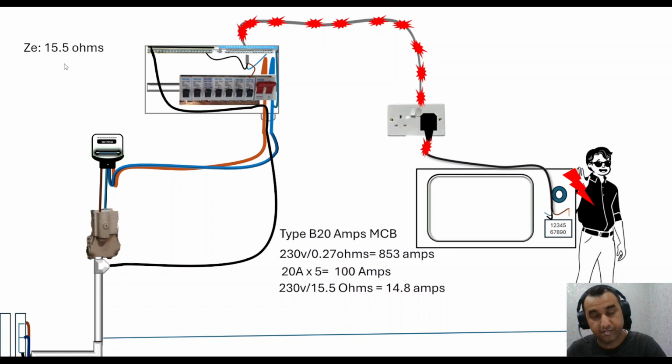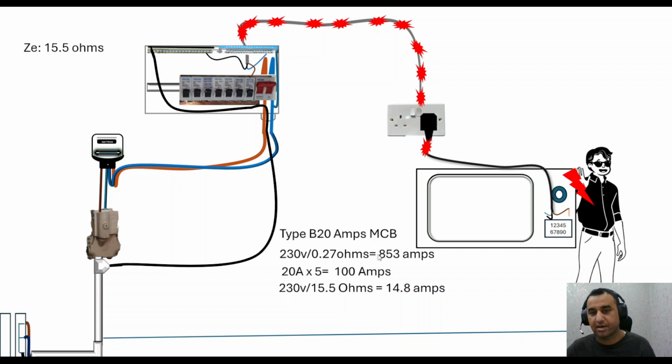We got 15.5 ohms, which is quite high, and obviously now if we divide 230 volts by the 15.5 ohms, we get 14.8 amps. So this can take a maximum of 14.8 amps. For this breaker to trip instantly, it needs 100 amps.